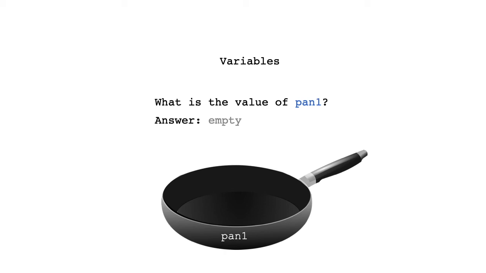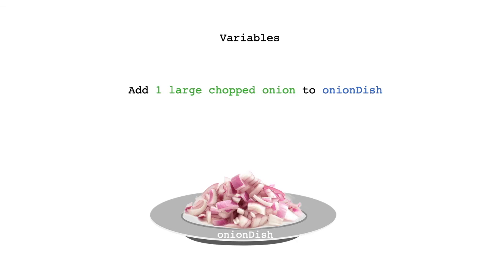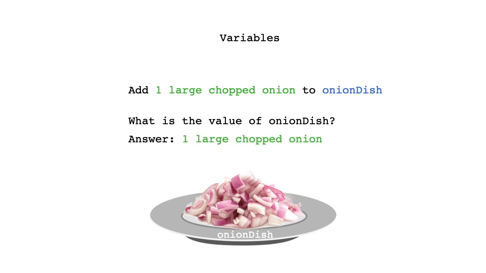We also need a dish so we can store our chopped onion, and we've named this variable, or declared this variable, as onion dish. What is the value of onion dish currently? Well, it's empty because we haven't added anything to it yet. We can then assign values, or ingredients, to these variables, so for onion dish we can add 1 large chopped onion. Now the value of this onion dish variable equals 1 large chopped onion.